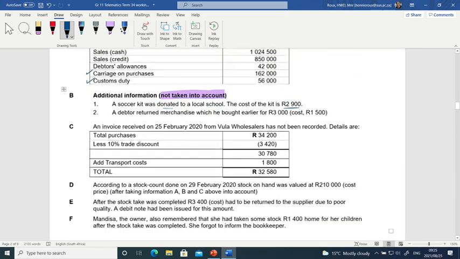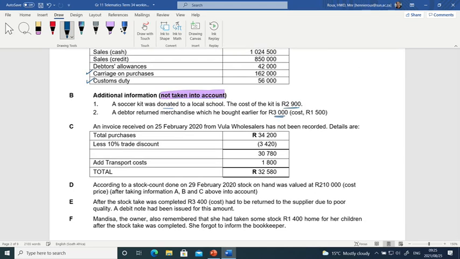The second one, a debtor returned merchandise which he bought earlier for 3,000. Now we know we're not looking at the cost price, but the debtor's allowance will increase. We already have 43,000. There's a 3,000. But debtor's allowance has no influence on calculating the cost of sales. We will use this in order to calculate the gross profit.